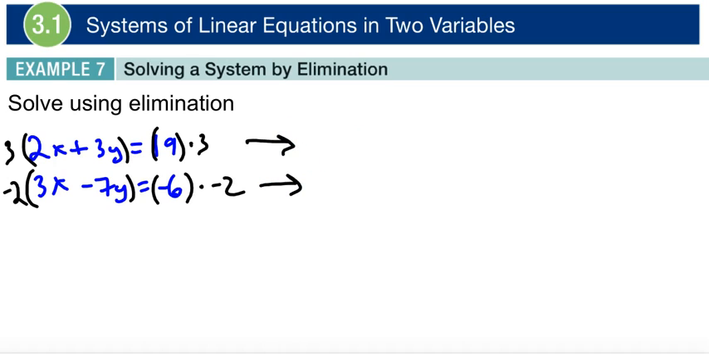So let's go ahead and multiply that out. So 3 times 2x is 6x. 3 times 3y is 9y. And 19 times 3 is going to give us, let's see here, 57.